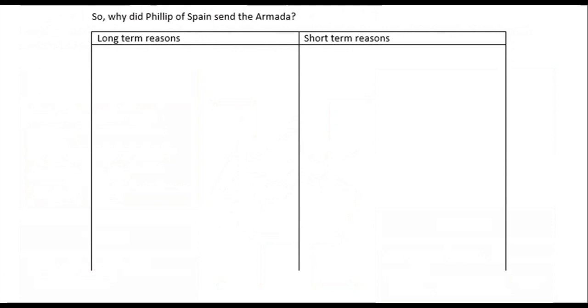You will see that you have this table in your lesson notes booklet. Why did Philip of Spain send the Armada? What were the long-term reasons? What were the short-term reasons? We have touched just then on some of those long and short-term reasons. You are now going to watch a clip which gives you some explanation as to the further reasons why Philip sent the Armada, and then you're going to read some information and use both the clip and the information to help you fill in that table. So, first off, the little clip. Here we go. Watch this. Think about long-term and short-term reasons for him sending the Armada.